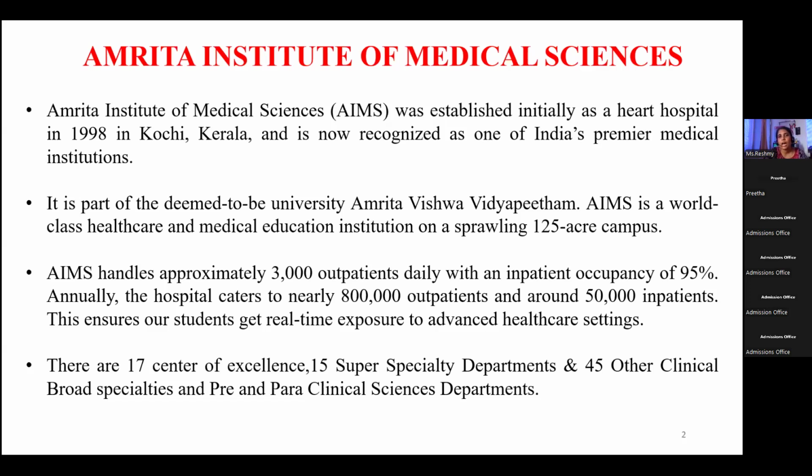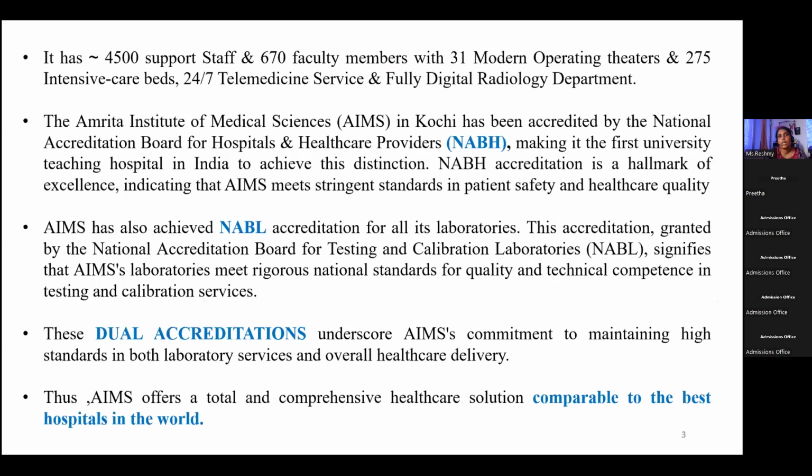That is very well happening in Amrita. We have 17 centers of excellence, 15 super specialty departments, and 45 other clinical broad specialties. We also have pre and paraclinical science departments in our institute. We also have approximately 4,500 supporting staff with 670 faculty members, 31 modern operating theaters, and 275 intensive care beds. These are the facilities available in Amrita.